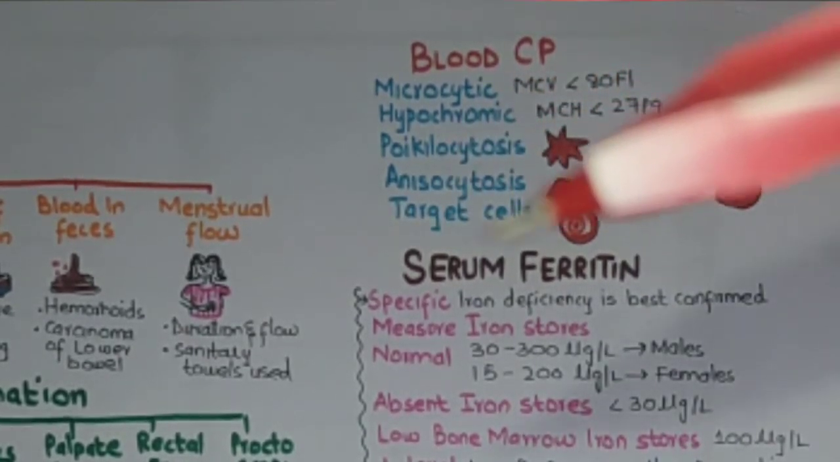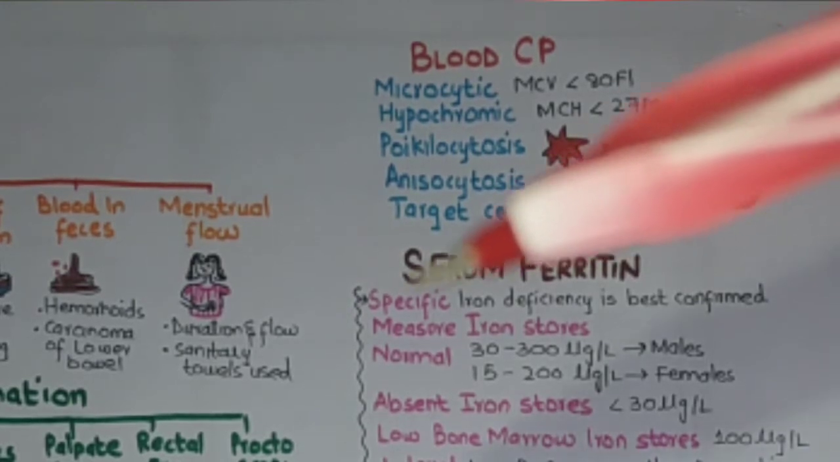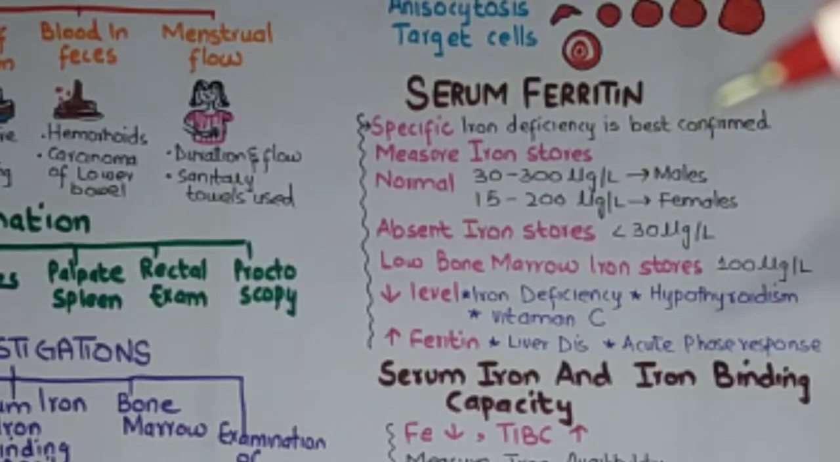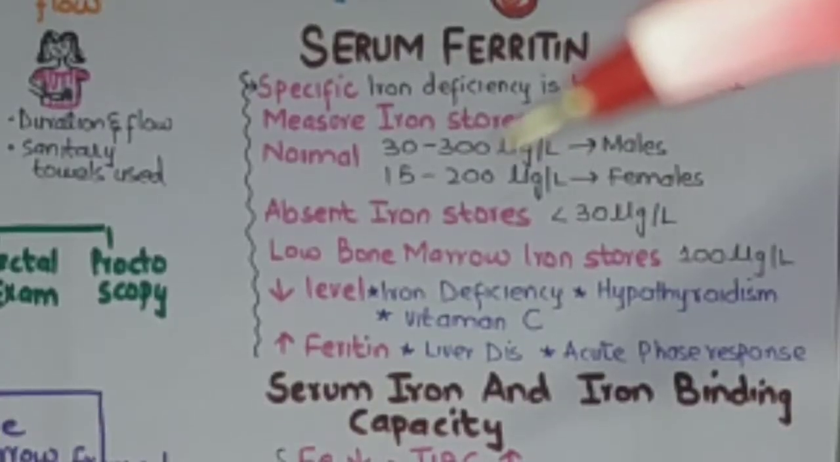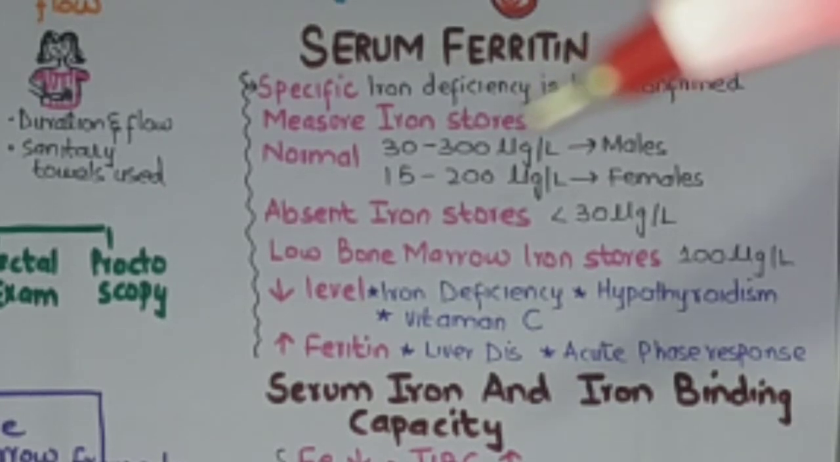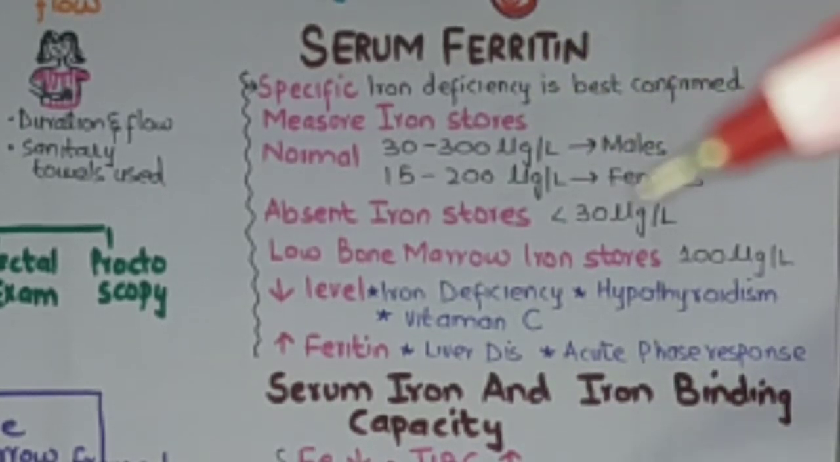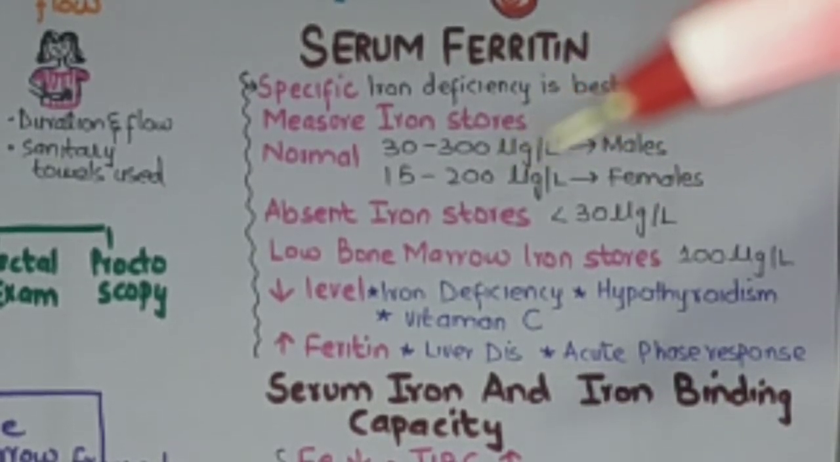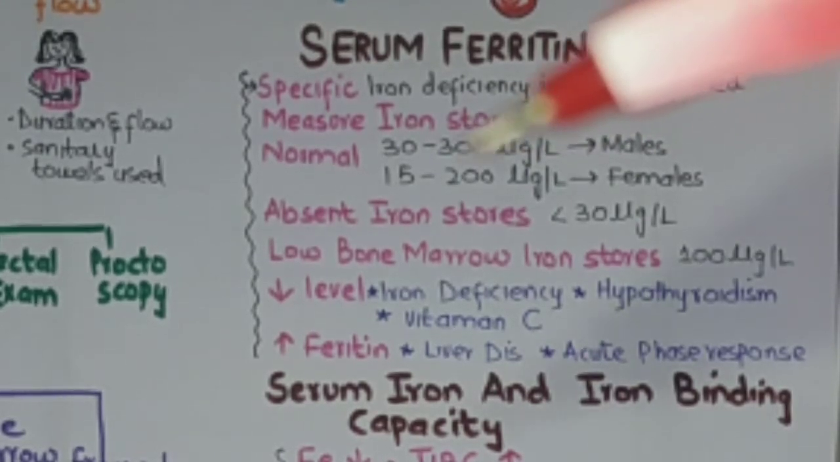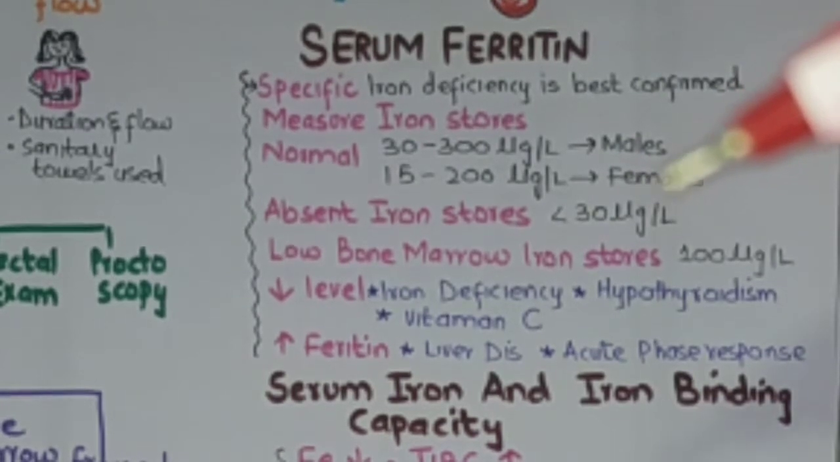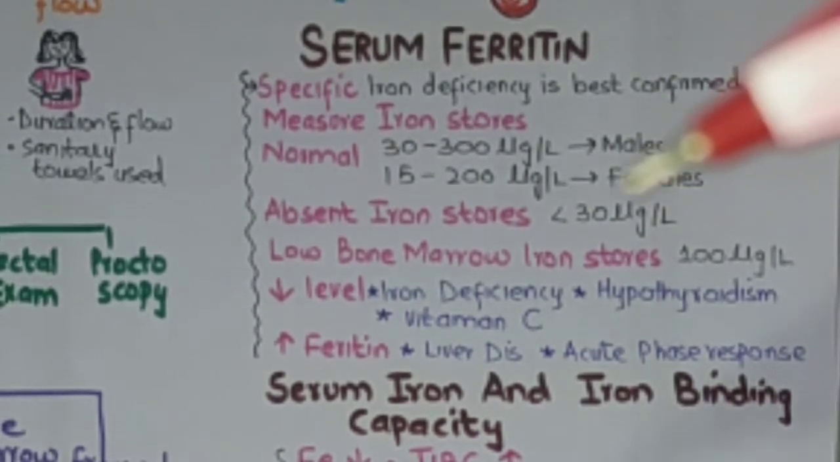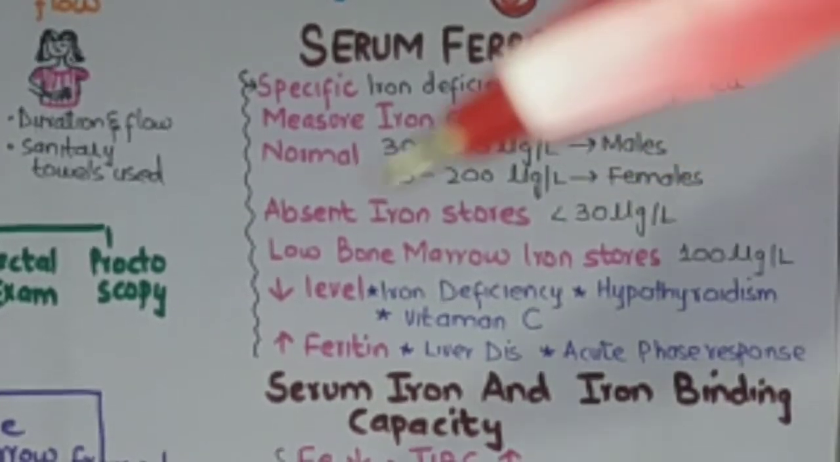Next test is serum ferritin. Serum ferritin is specific for iron deficiency anemia, the best confirmatory test. It measures iron stores. Normal value is 30 to 300 microgram per liter in males, and in females normal value is 15 to 200 microgram per liter. Absent iron stores, when the value is less than 30 microgram per liter, then you will say that in the bone marrow there are no stores of iron.